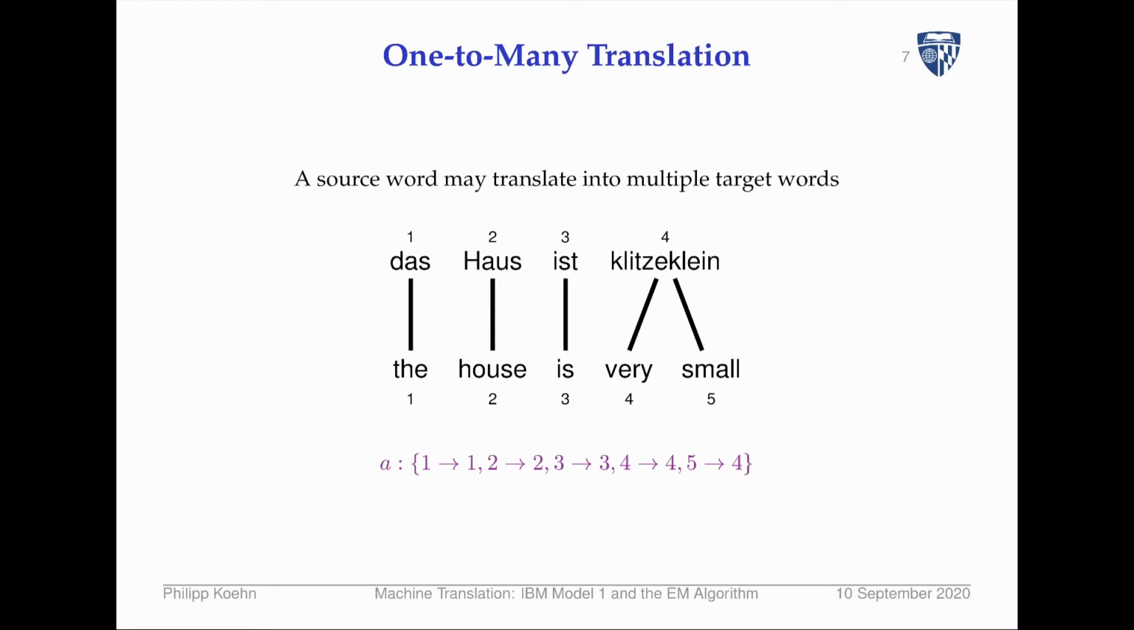What can also happen is you have a German word like klitzeklein that maps into two English words, very small. So that's no problem at all. That just means that the word at the fourth position here maps to that fourth position word over there, and the word at the fifth word position also maps to that fourth position word there. So we can do that too.